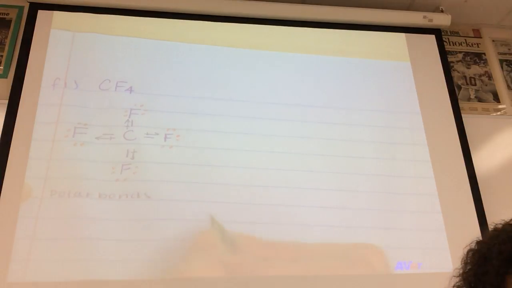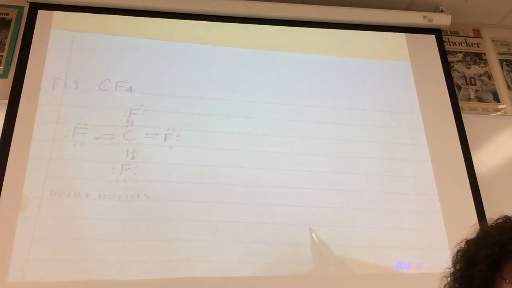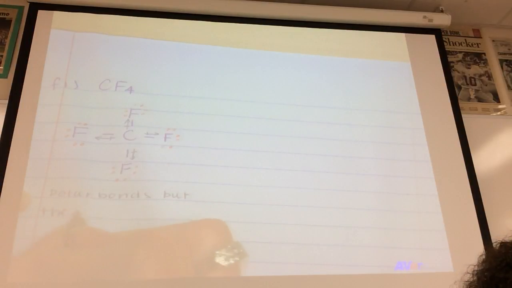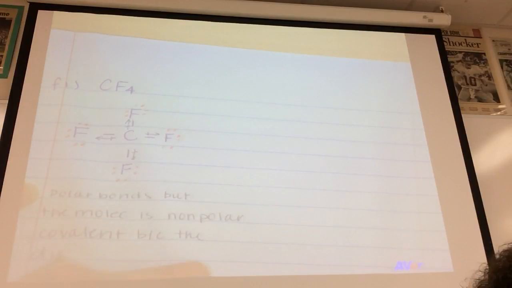So here we have polar bonds. We said anything that hooks to a fluorine that's a nonmetal is going to be polar covalent in terms of its bond. But the molecule is nonpolar covalent because the dipoles cancel in this symmetrical structure.